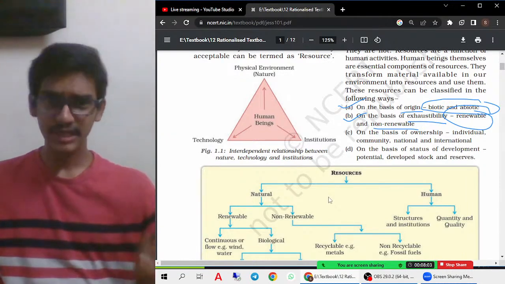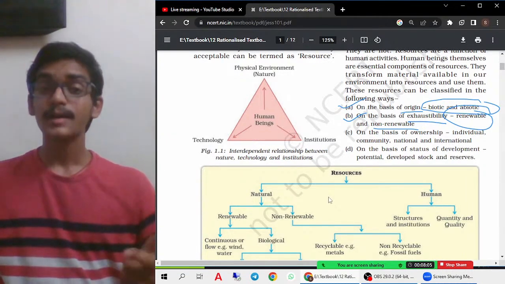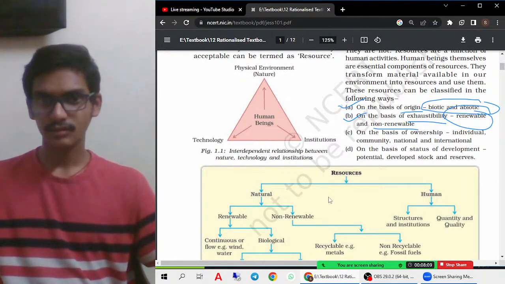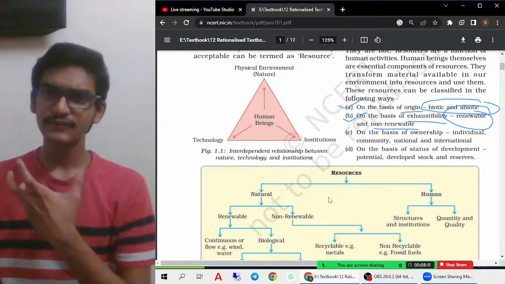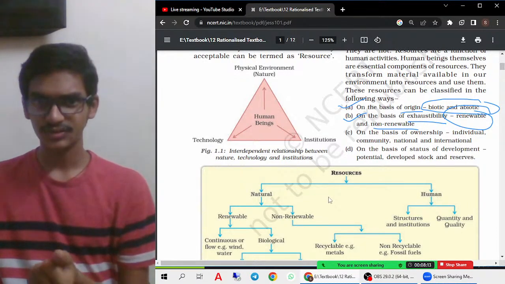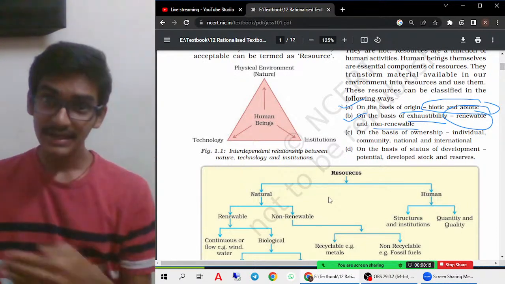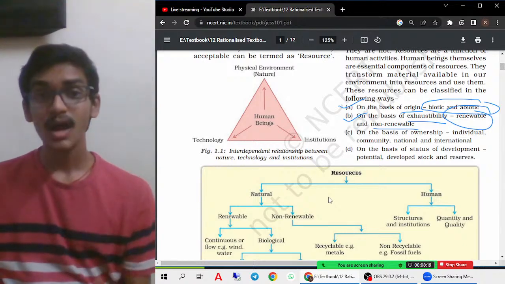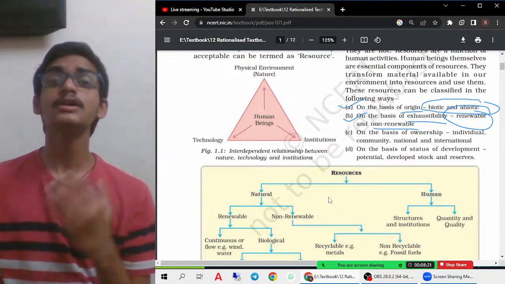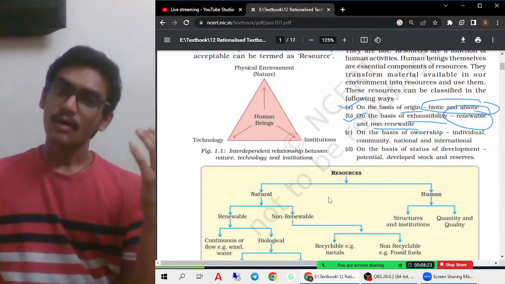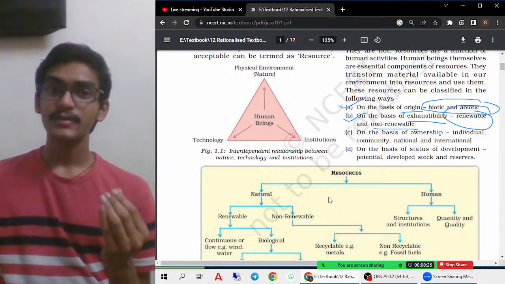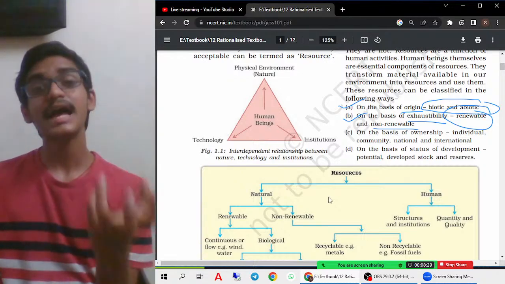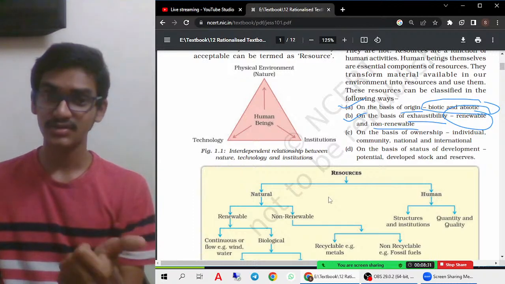For example, they may be individual resources, community resources, national resources, and international resources also. For example, all the houses which you own are individual resources. Then burial grounds, hospitals, playgrounds, public parks, and all these others are community resources. All the people belonging to that community can use them, and also people from various places can use those resources. That is community resources.